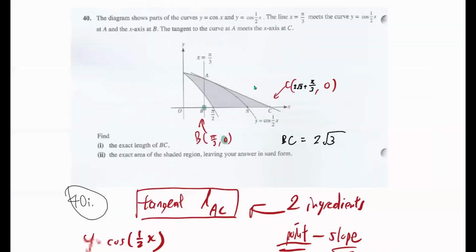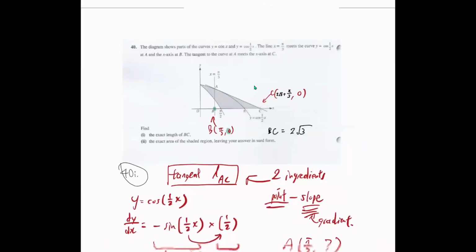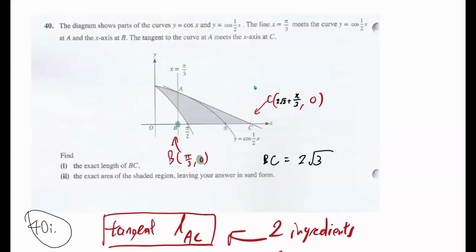Still not done. Part 2: the exact area of the shaded region, leaving your answer in surd form. Can you just take upper minus lower? Like, this one is upper, this one is lower, you just minus. No, you must look carefully from left to right. It's not that simple. But maybe there is a simpler way.